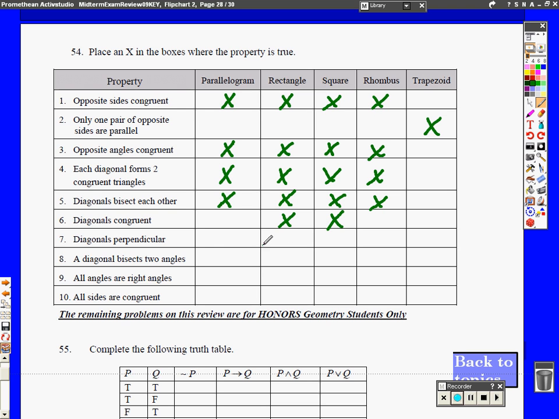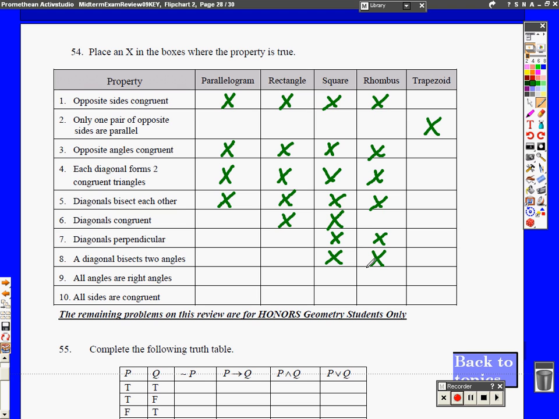Diagonals are perpendicular was specific to rhombuses. And once again, all types of rhombuses, which includes squares. The diagonal bisects two angles is true for squares because it is a property of rhombuses.